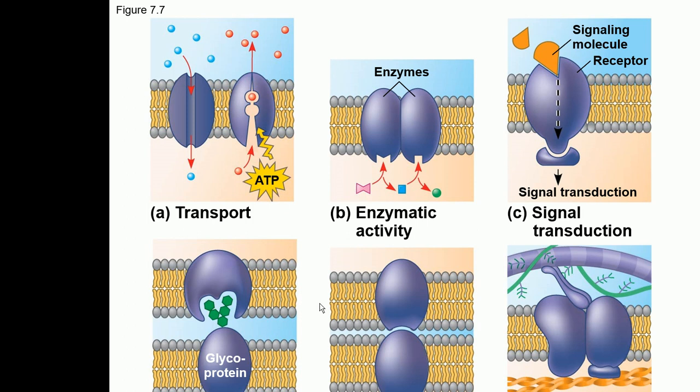Intercellular joining, so these two different cells are basically joined to each other through these membrane proteins, and also these proteins help in binding to the extracellular matrix, as well as help in the attachment to the cytoskeleton. So these are all different functions of the membrane proteins.